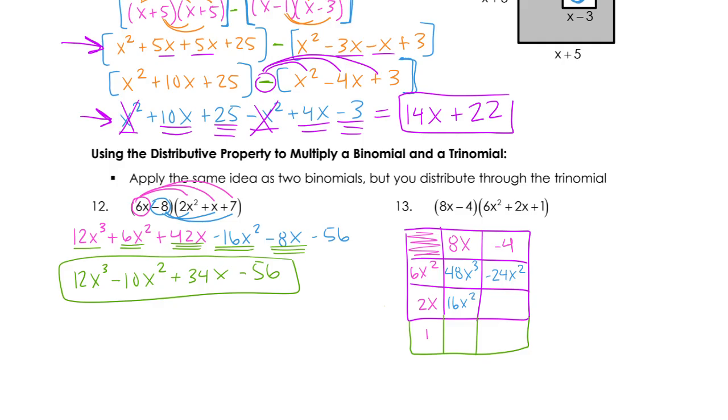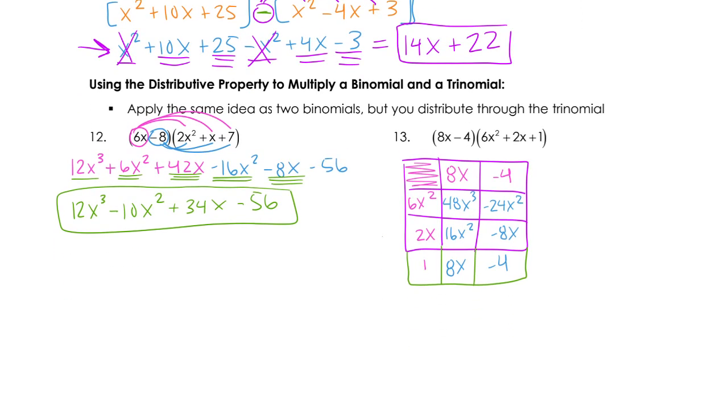Oh, by the way, I should have said this. If you don't want to do the table and you'd rather do it the way that we did it on number 12, feel free to do that right now. Just make sure you compare your answer with mine at the end and make sure you're good to go there. Going back to this though, 2x times negative 4 would give me minus 8x, and then 8x times 1 would give me 8x. Negative 4 times 1 would also give me negative 4. I'm going to move this down slightly.